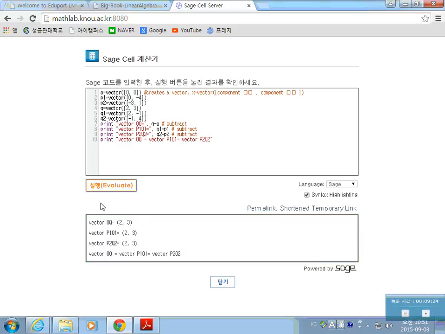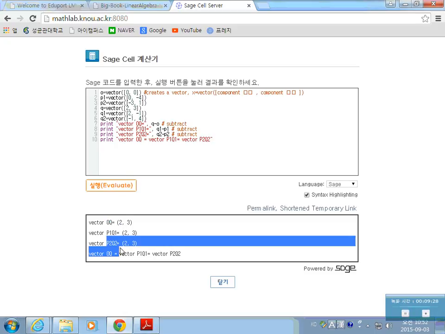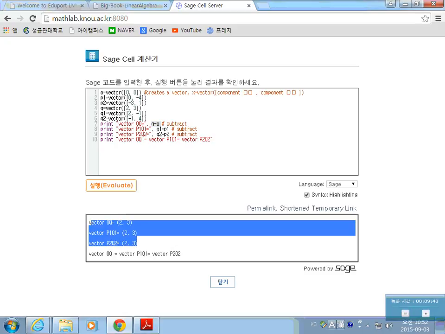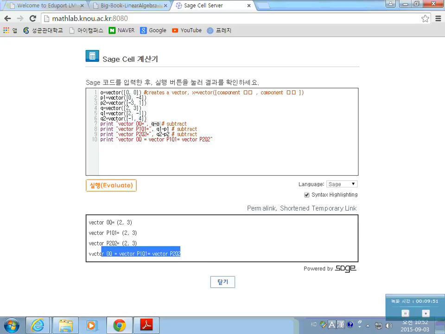To compute the vector OQ and P1Q1 and P2Q2 like this. As you see, I defined each point in R2, and I computed these three vectors. And as you see, these three vectors are all the same. That shows they are all equivalent vectors.